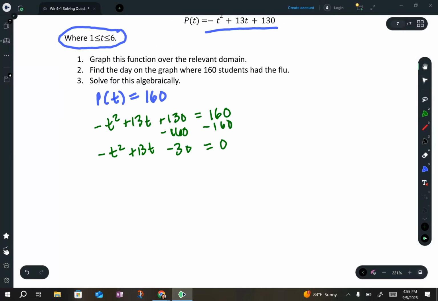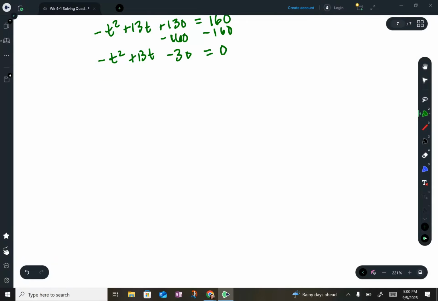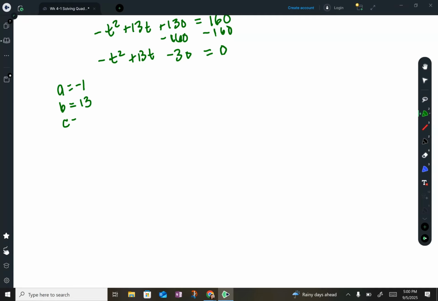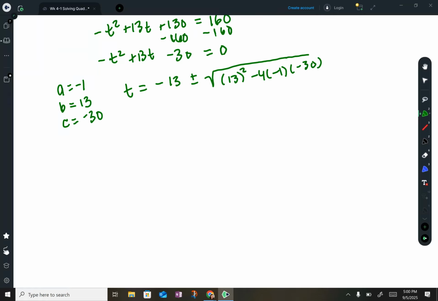And now I can use the quadratic formula to solve this. All right, now we've set it equal to 0. We find our a, b, and c. A is equal to -1. B is equal to 13. C is equal to -30. Plugging this into the quadratic formula gives me minus b plus or minus the square root of b squared minus 4ac, all over 2a.